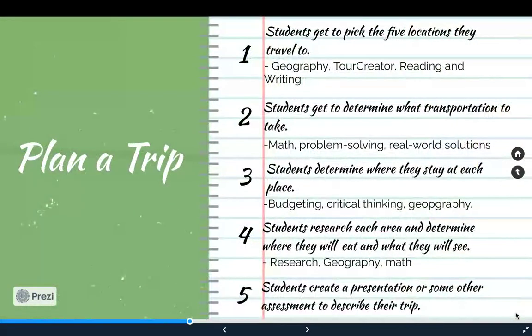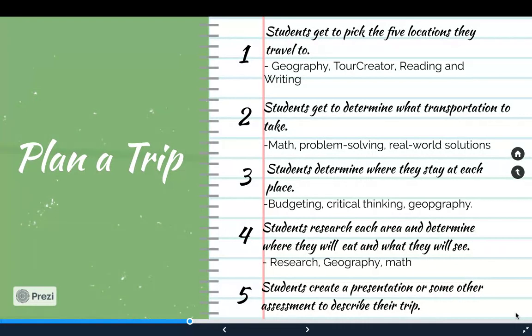For this project, the students will pick 5 locations they want to travel to. The students will use geography skills, the tool, Tour Creator, and reading and writing skills. Then the students will determine what transportation to take, which will allow the students to use their math, problem solving, and real world solution skills.